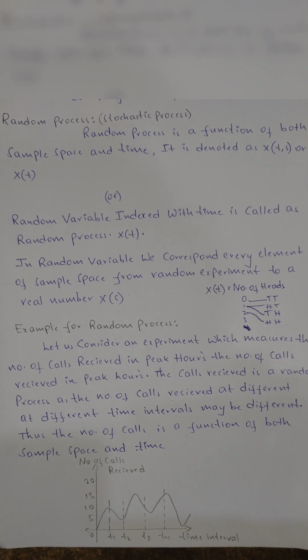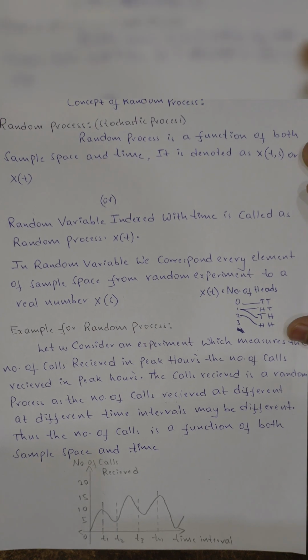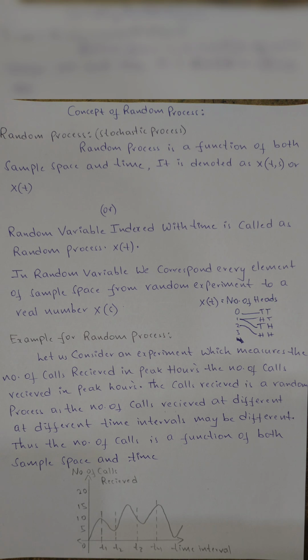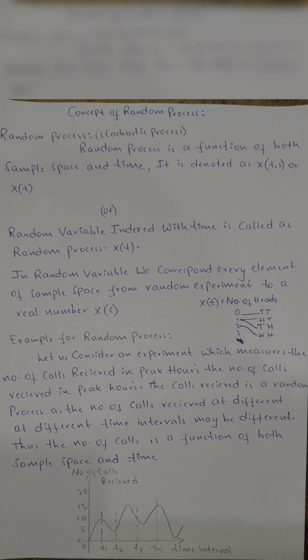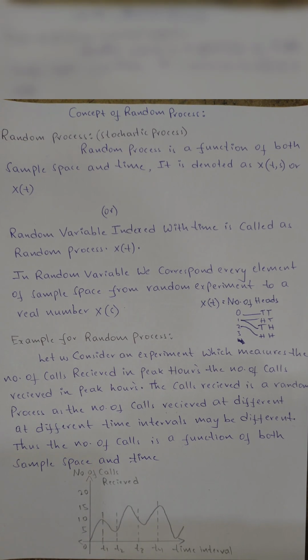So now, what is a random process? The definition of a random process is a function of both sample space and time, and it is denoted as x(t, s) or x(t). In the case of a random variable, we did not encounter time. But a random process is a function of both sample space and time. Or we can have another definition: a random variable indexed with time is known as a random process.